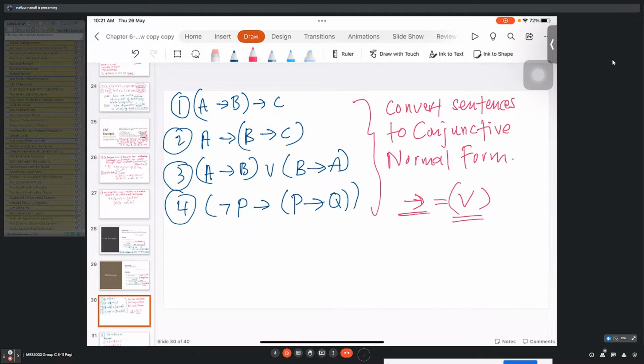Okay. This one converts the sentences into conjunctive normal form. Please keep in mind that when you have an implication, it is the same as or, same as a disjunction. Okay, like this. Sila buat latihan yang ni, nanti saya terangkan.